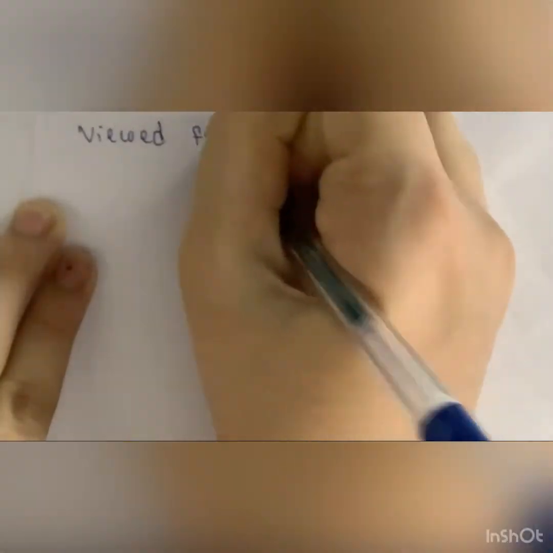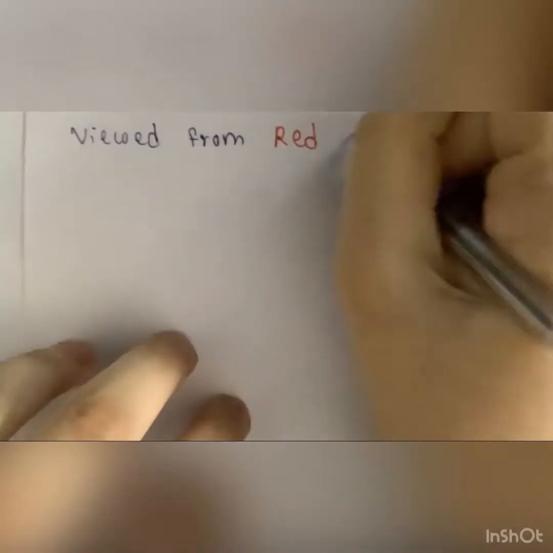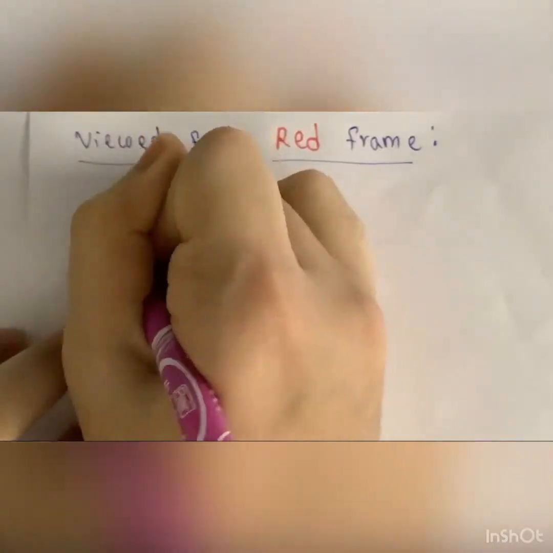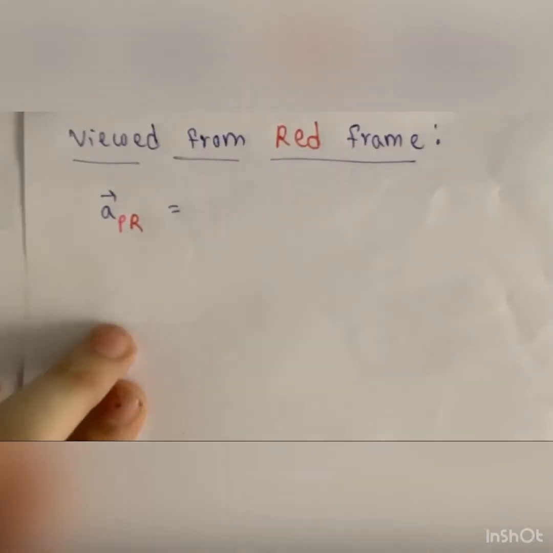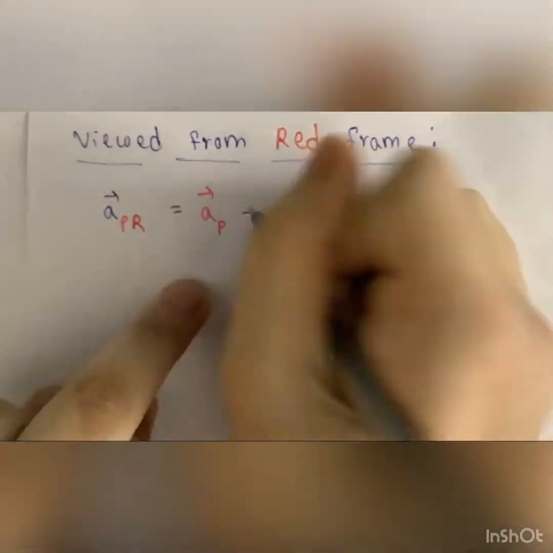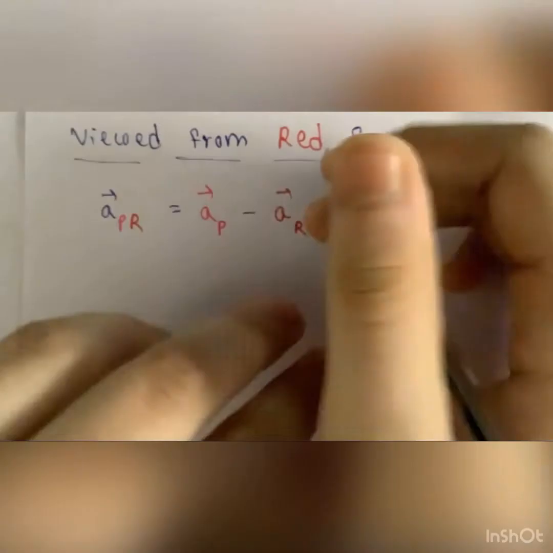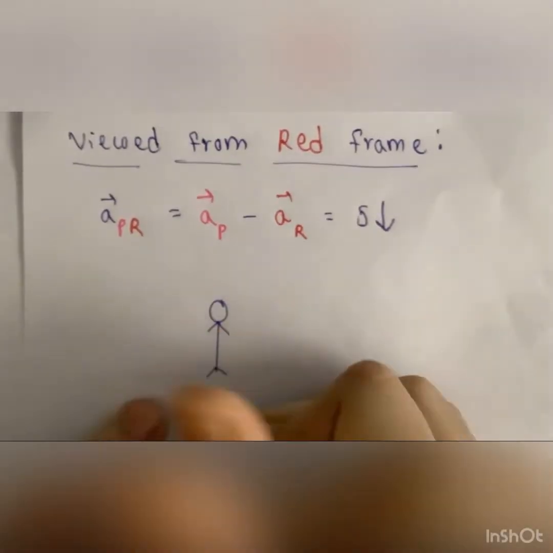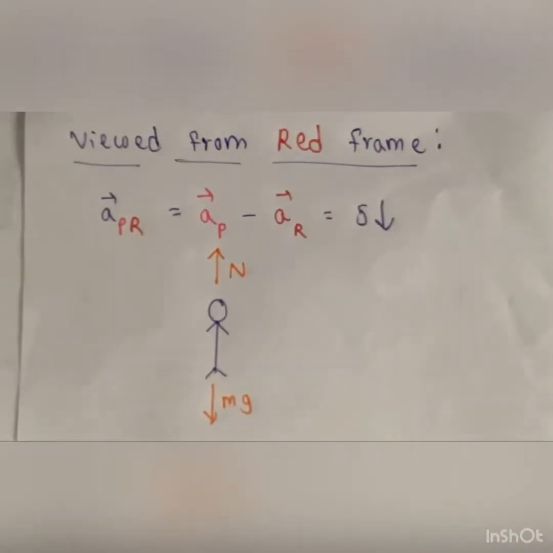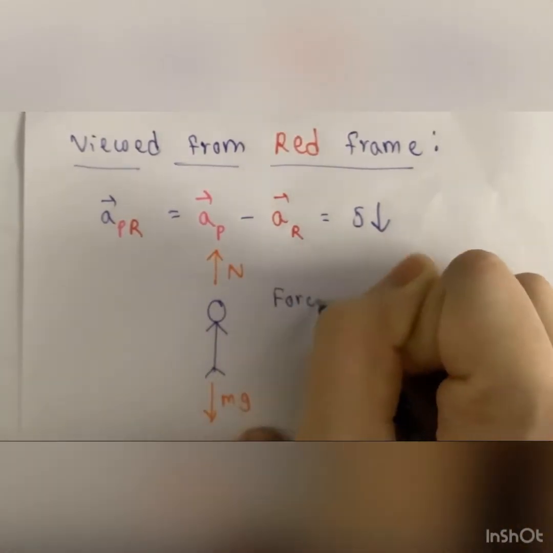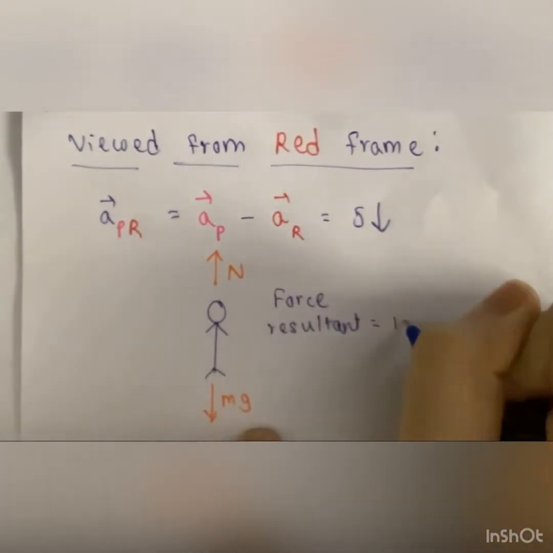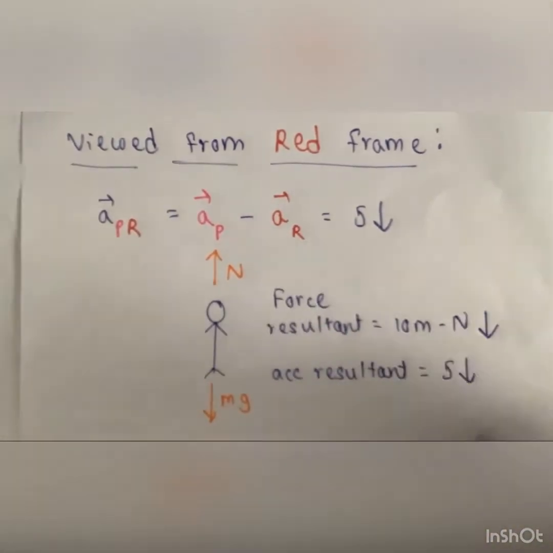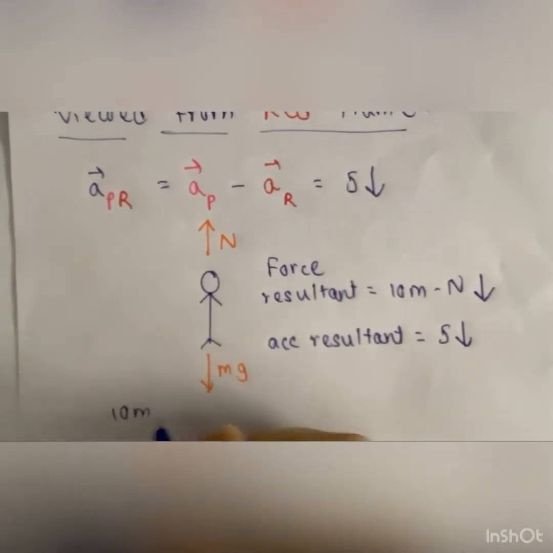Alright, let's do the same thing from the red frame. The relative acceleration of the pink lift from the red frame is equal to the acceleration of pink lift from the ground minus the acceleration of the red frame with respect to the ground, which comes out to be 5 meters per second squared. The resultant force, like before, is mg minus normal downwards. By using Newton's second law, we get that the value of normal is 5m, where m is the mass of the person.